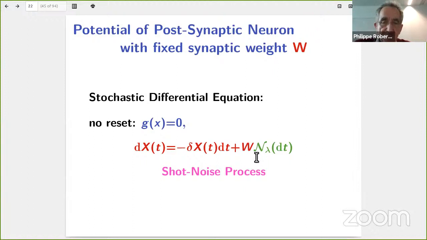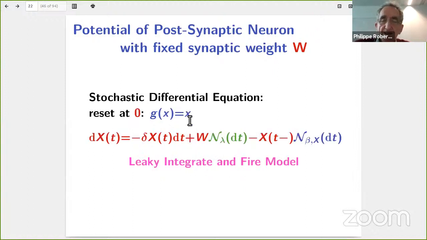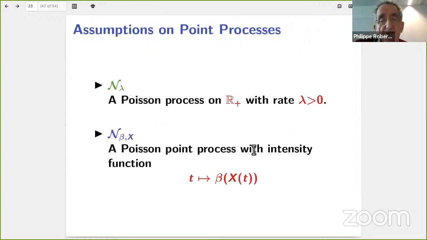And if you take g of x equal to x, it means that when you have a postsynaptic spike, then you jump by minus x of t, so x of t becomes 0. So when you have a postsynaptic spike, the potential x of t is taken to its resting potential, which is 0. This is a very classical model in the neuroscience literature, called the leaky integrate-and-fire model. It is widely used. So basically, this will be the model that we'll use.